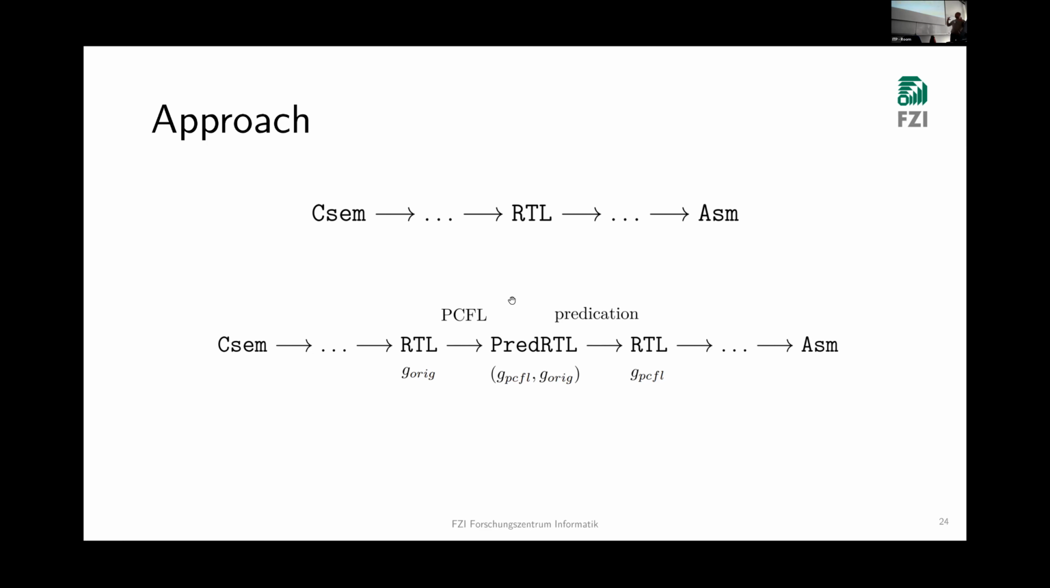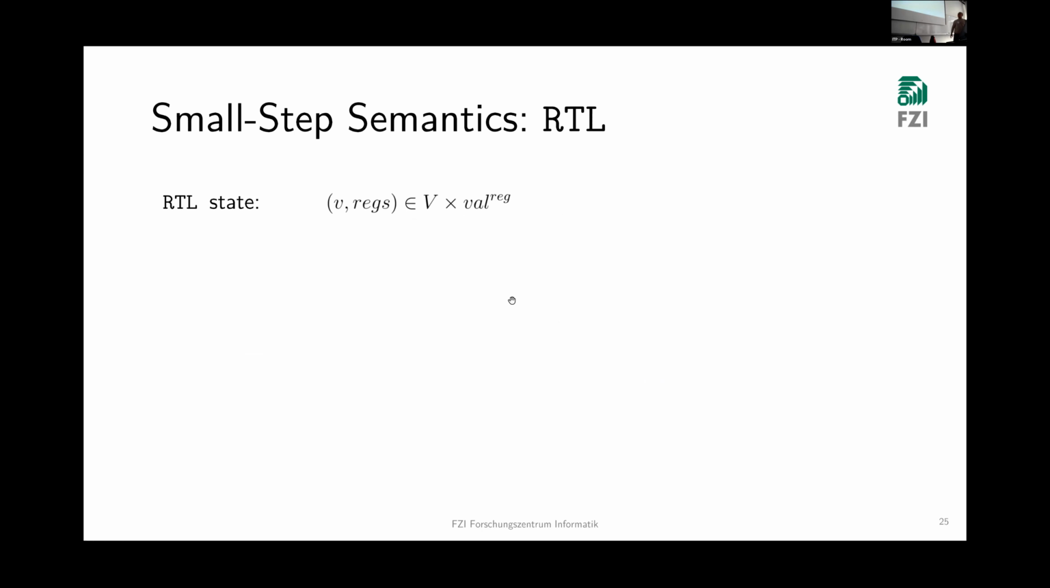And yeah, now let's look at this first transformation, the PCFL transformation from RTL to pred-RTL. So first here we have the small step semantics of RTL. So in RTL state, in a simplified form, it has this vertex, so the program counter, and then a register set. So the register state is just a mapping from registers to values. So values are like integers or 64-bit values. And this is our simplified RTL state. We're not looking at memory or a call stack here at the moment.